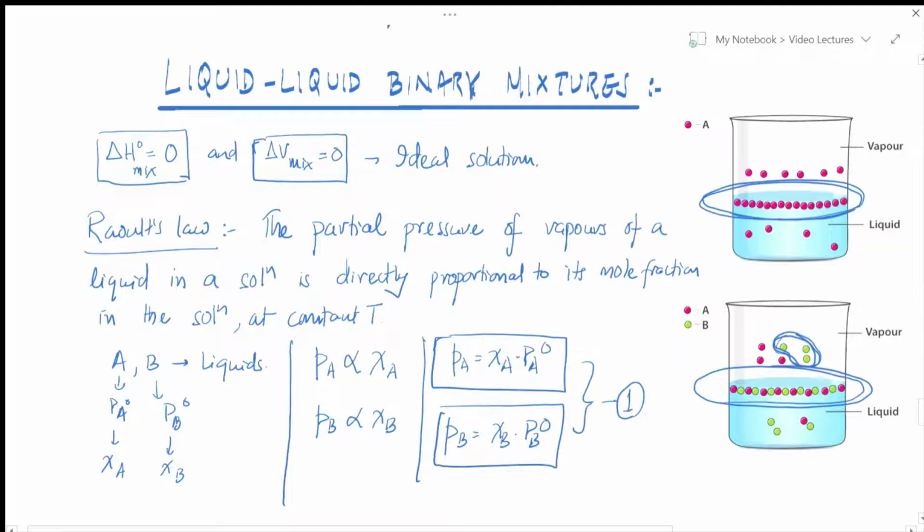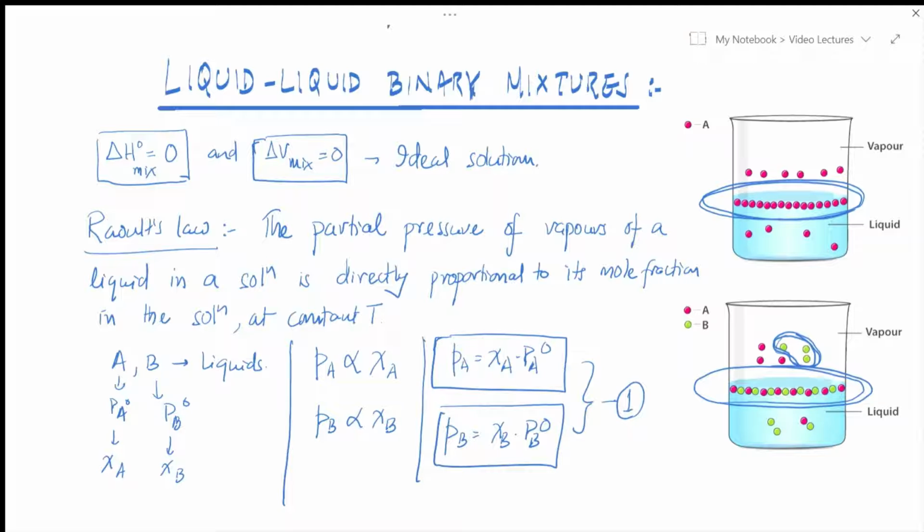The validity of this equation can be understood if you take xi A as 1. If xi A is 1 in a particular scenario, then you have only liquid A, when its vapor pressure should become equal to PA0. And as xi A decreases, the surface fraction occupied by that liquid decreases and its vapor pressure decreases proportionately.